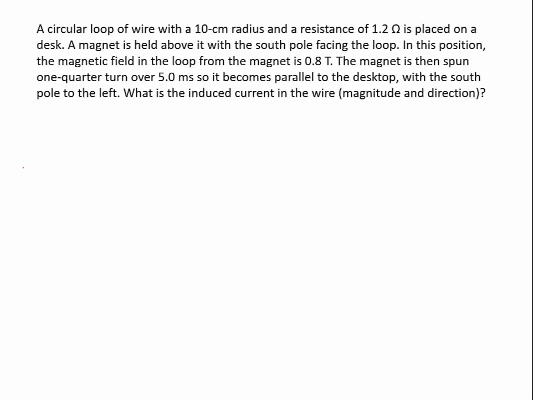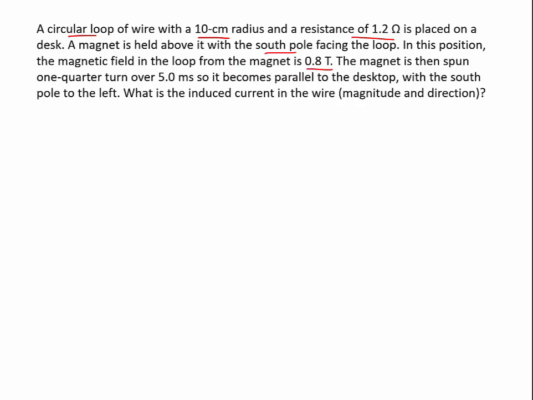All right, here's the problem we're looking to tackle. It's got a lot of information, so let's see what it says. It says a circular loop of wire with a radius of 10 centimeters and a resistance of 1.2 ohms is placed on a desk. Then a magnet is held above it with the south pole of the magnet facing the loop, which means the south pole is held closer to the desktop. And it tells us that in this position, the magnetic field in the loop from the magnet is 0.8 Tesla.